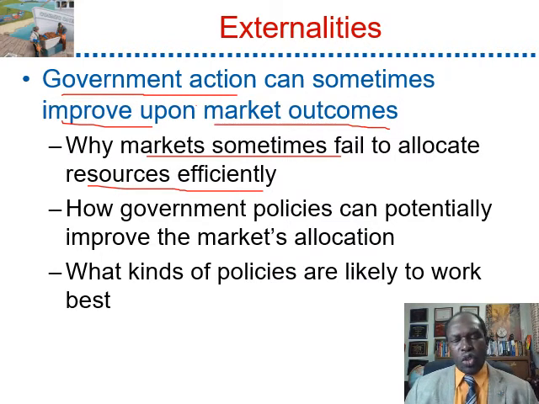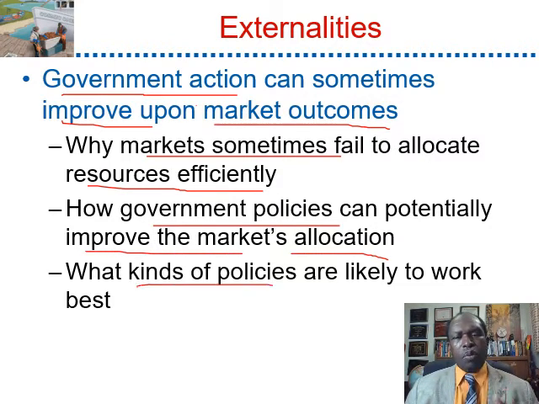For instance, in the case of pollution or monopoly or oligopoly, markets might not allocate resources efficiently. This might lead to deadweight loss. We will also talk about how government policy can potentially improve the market allocation, and what kind of policy is likely to work best.